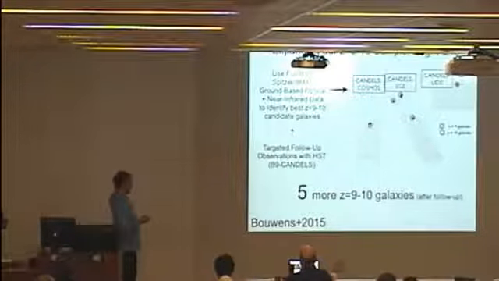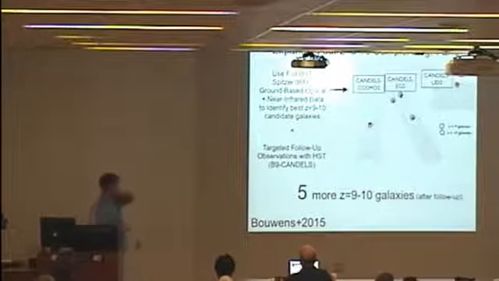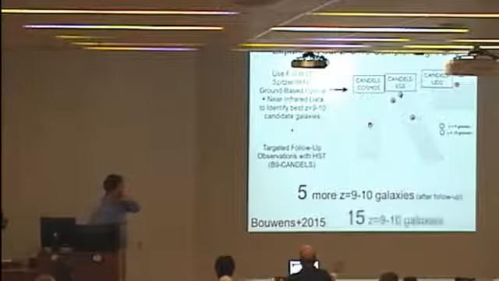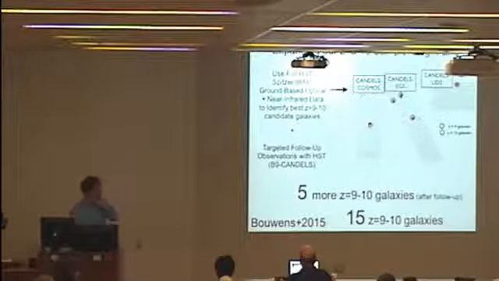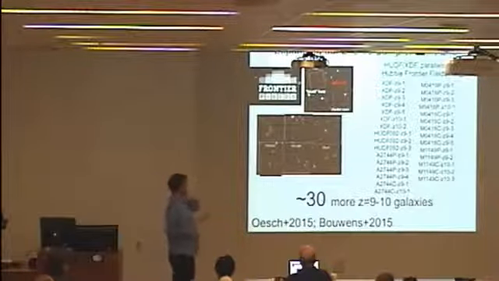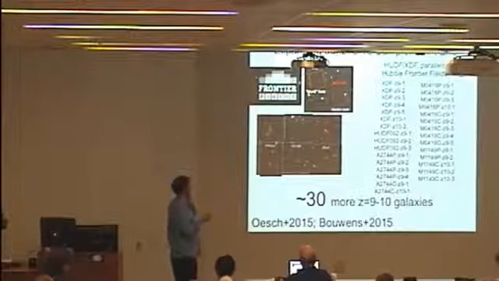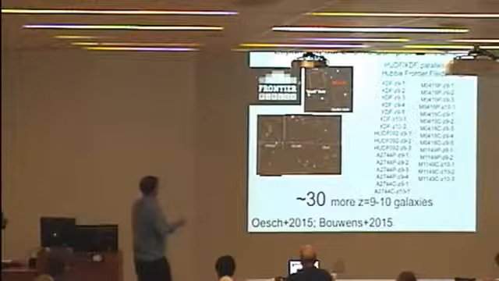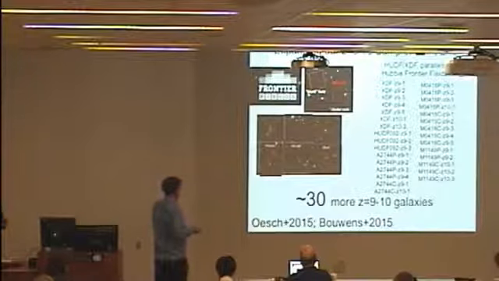And so these are the sources we came up with. So we have 5 more redshift 9 to 10 candidates. So in general, we have 15 candidates in total overall. Obviously, the bright end isn't the only place, and we're also interested in finding faint redshift 9 to 10 candidates. And so we've also been doing a lot of work there. And so there's basically 30 more candidates.